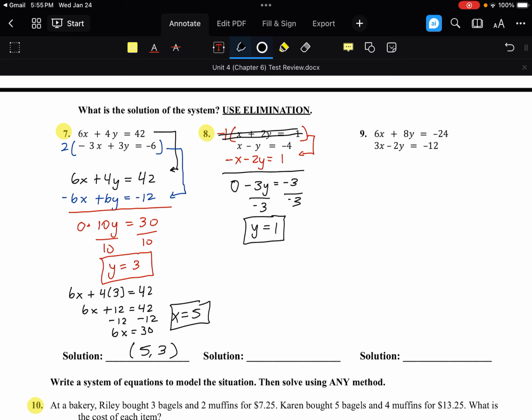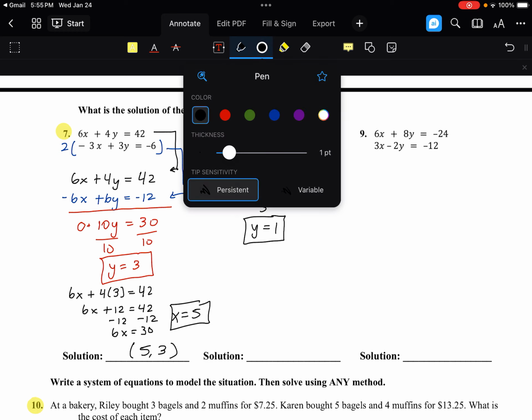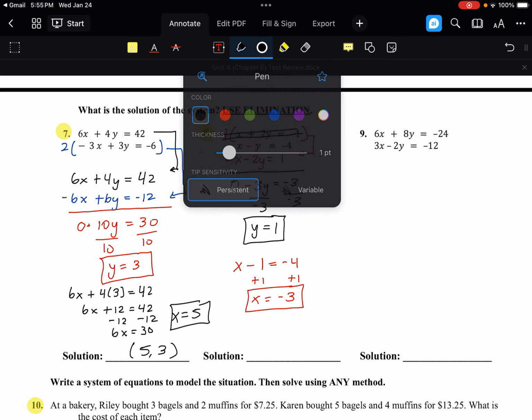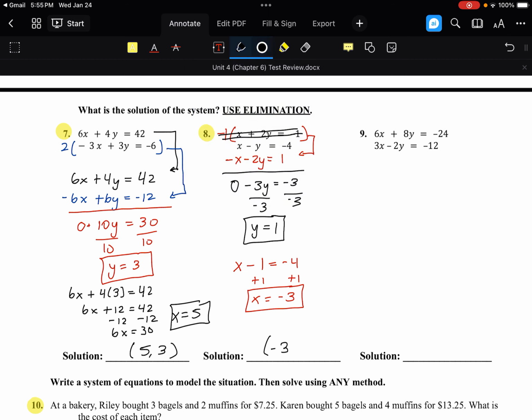Now that I know what y equals, I'm going to plug it back into one of the equations. I'm going to plug it back into that second one. So I'm going to have x minus y, which is now 1, equals negative 4. I'll add 1 to both sides, and I get x equals negative 3. So my solution to this problem is the point negative 3, 1.